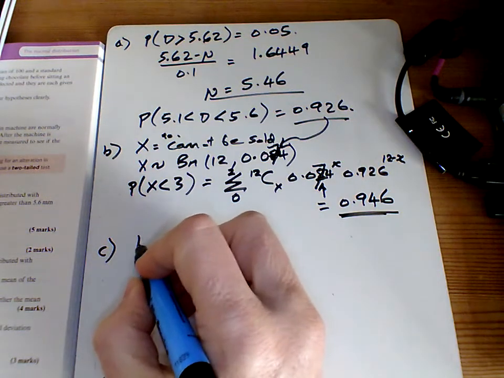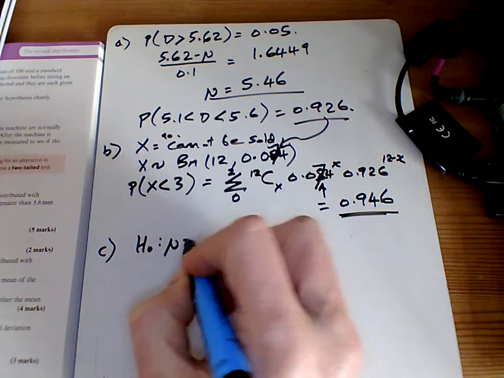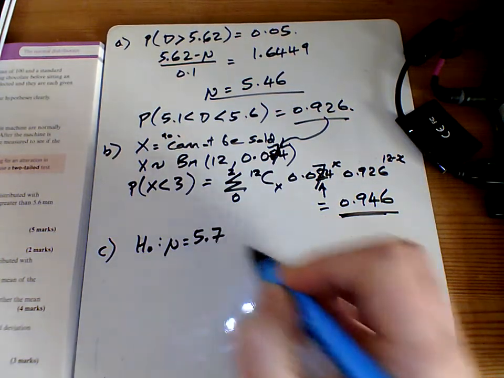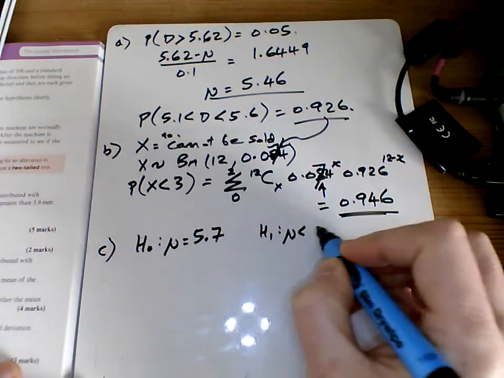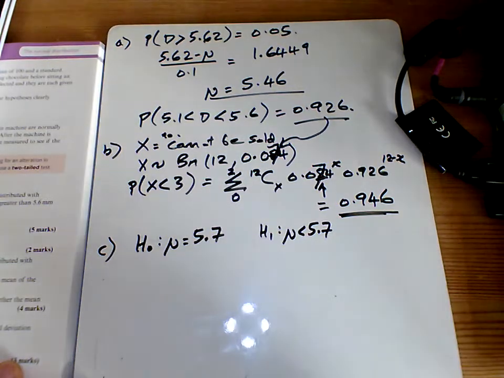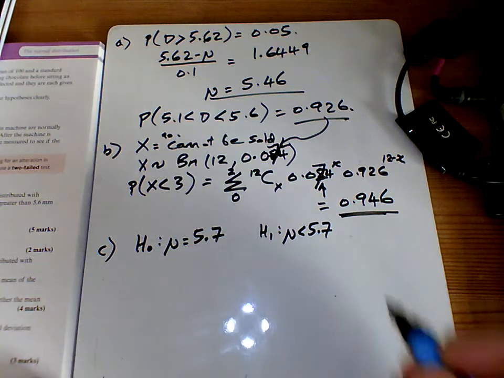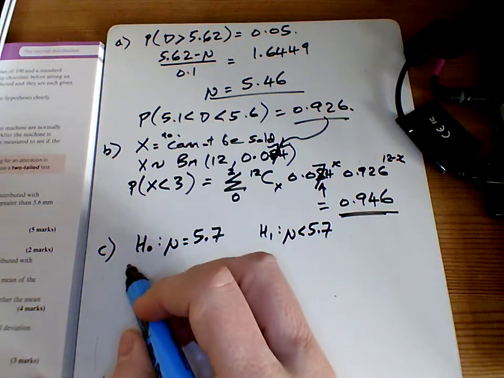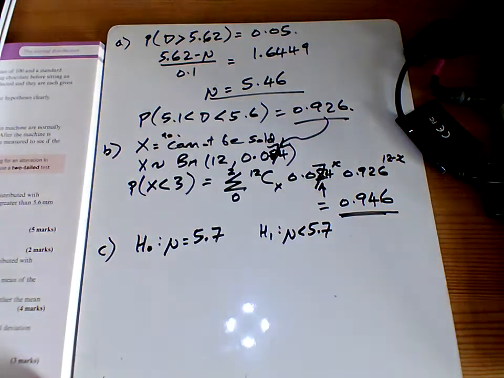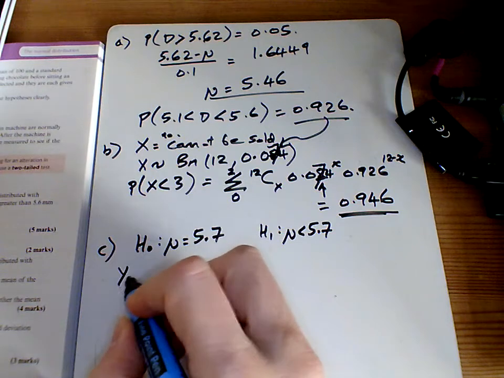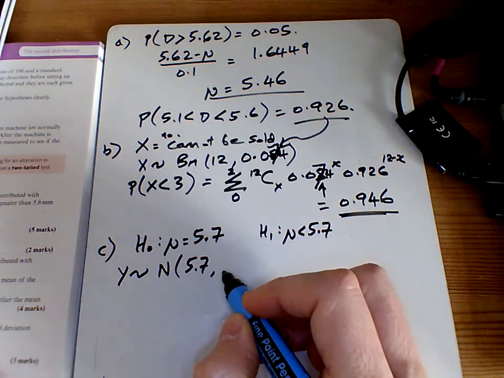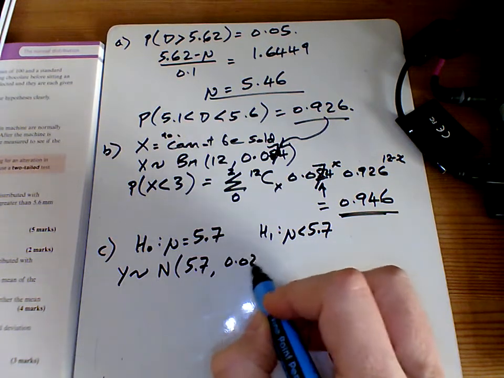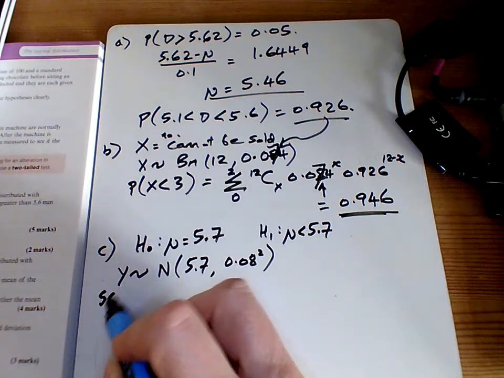Part C then. C is asking us whether the mean is 5.7 or less than 5.7. And so our null hypothesis is always mu equals something, and this says whether it's less than that. So we're doing it at 2.5% significance, and this time, we've got Y as a normal, a mean of 5.7, and the standard deviation was 0.08, but we've got a sample of 20.